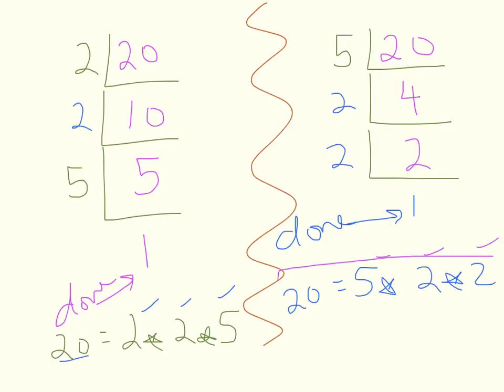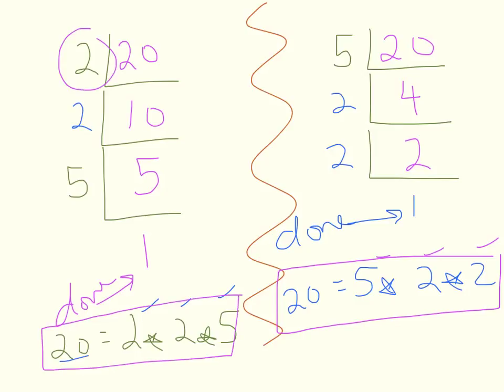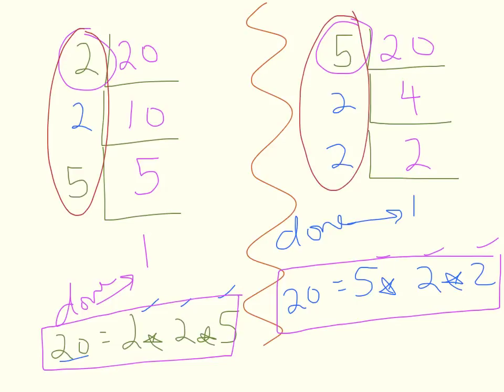So check out that even though I started in a different place, here I started with the 2, here I started with the 5, as long as all of the numbers in the left column are prime numbers, it's okay, because I end up having one 5 and two 2s, and the order doesn't matter.